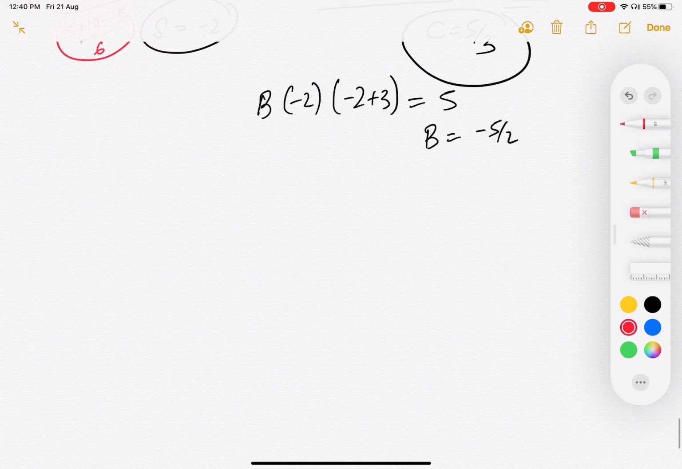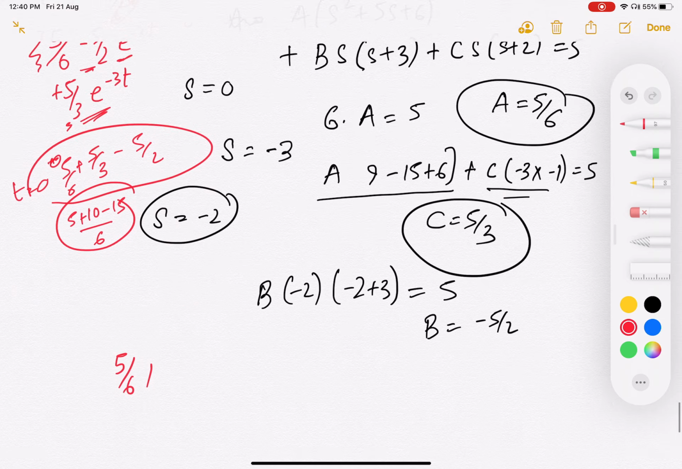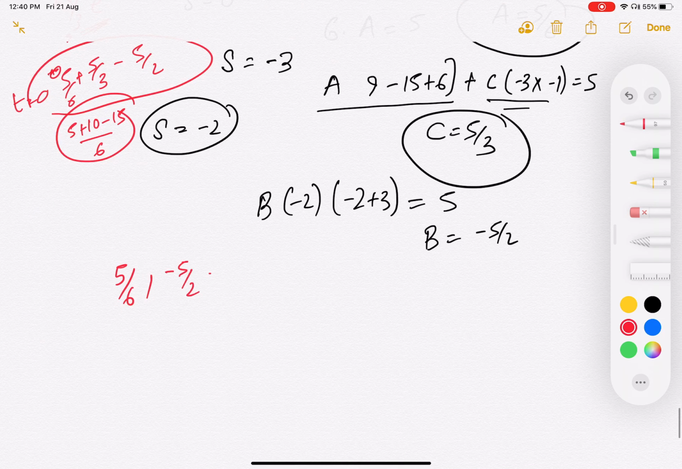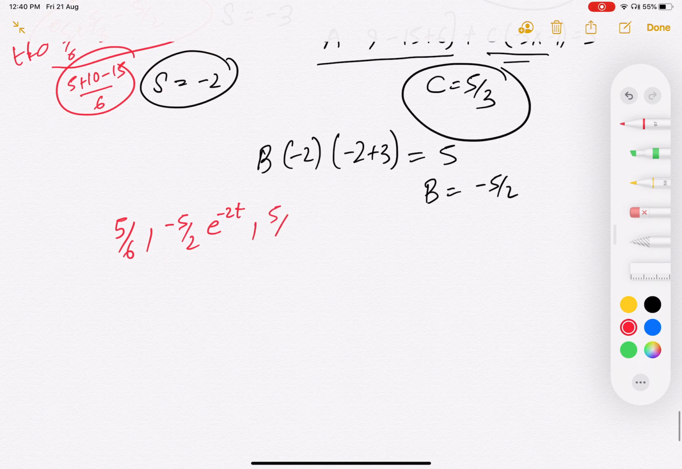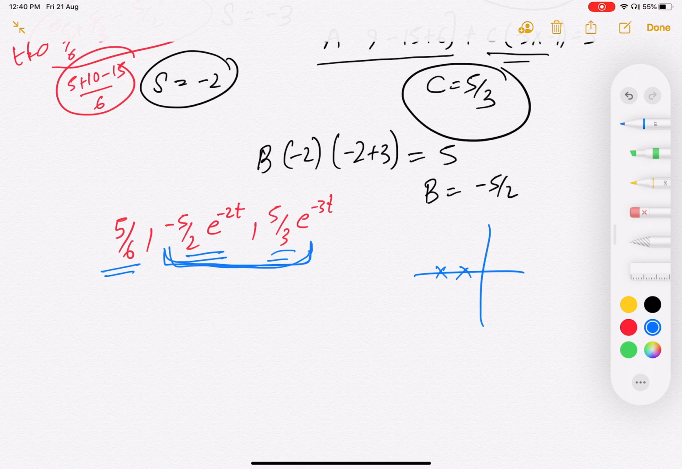So the response has three parts. One is 5 by 6. The other is minus 5 by 2 e to the power minus 2t. And the third one is 5 by 3 e to the power minus 3t. Now you can see very clearly that this is because of the pole at minus 2, and this is because of the pole at minus 3, and this is because of the input. So the sum of these two is the natural response, and this is the forced response.